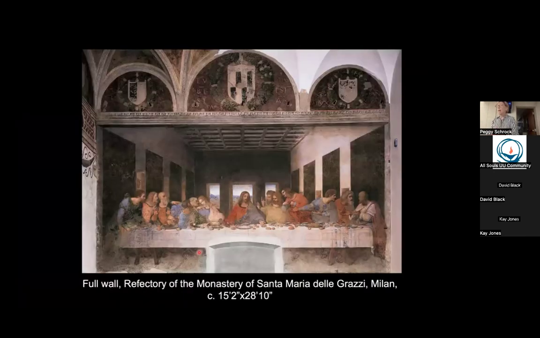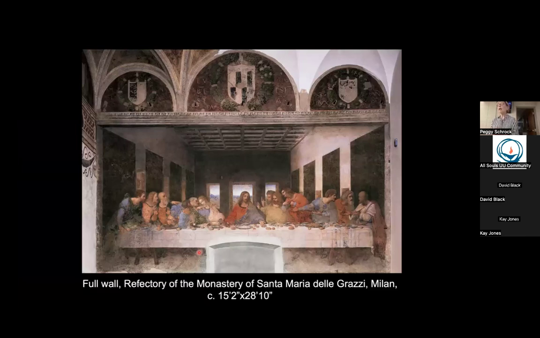Okay. His most famous image, of course, is the image that we're familiar with as the Last Supper. This is the whole wall. You don't always get to see the whole wall, but I thought I'd show it to you before we zoom in and take a look at the Last Supper itself. It's located in Milan. It is not a fresco. It is painted on a wall, but it is not a fresco.